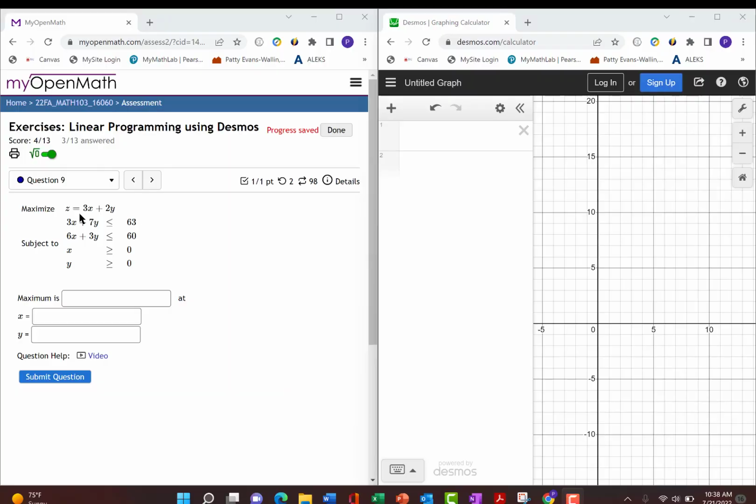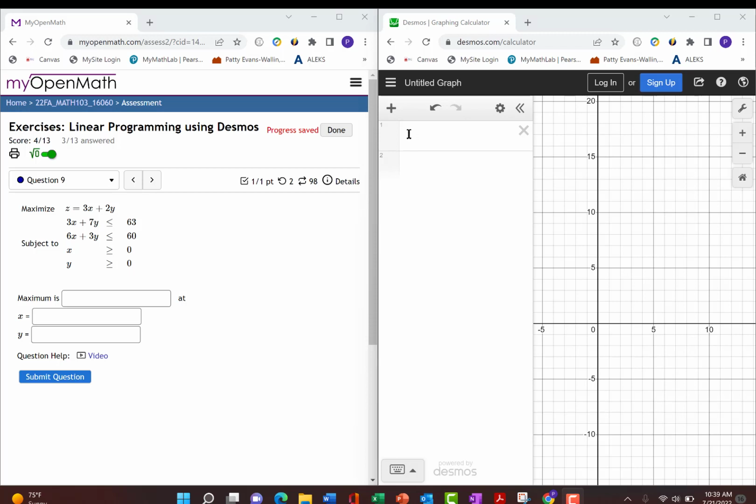In this problem, we want to maximize this objective function, which has an equals in it, subject to these four constraints that have less than or equals or greater than equals in them. So how do we do this using Desmos?